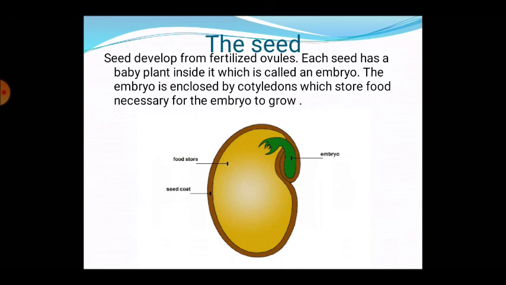Next, the seed. Students, a seed develops from fertilized ovules. Each seed has a baby plant inside it, which is called an embryo. The embryo is enclosed by cotyledons, which store food necessary for the embryo to grow. Generally every seed has a protective coat on it. Under the coat it has many other parts like cotyledons, radicle and plumule. We shall study about them in higher classes.